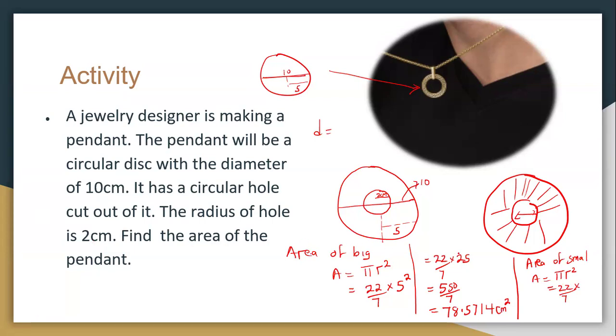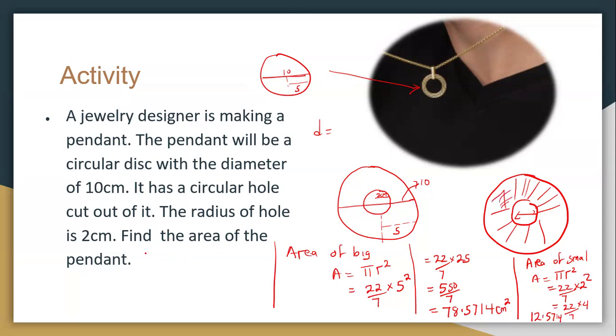But remember, for it, they gave us the radius as 2. So I'll say 2 squared. So this will be 22 out of 7, then times the 4. So 22 times 4 divided by 7, we end up with 12.5714.